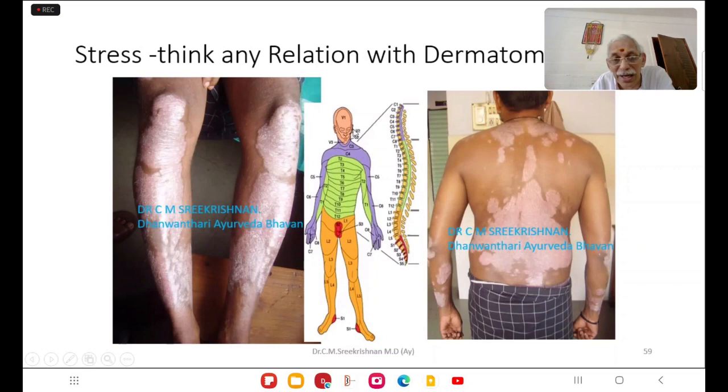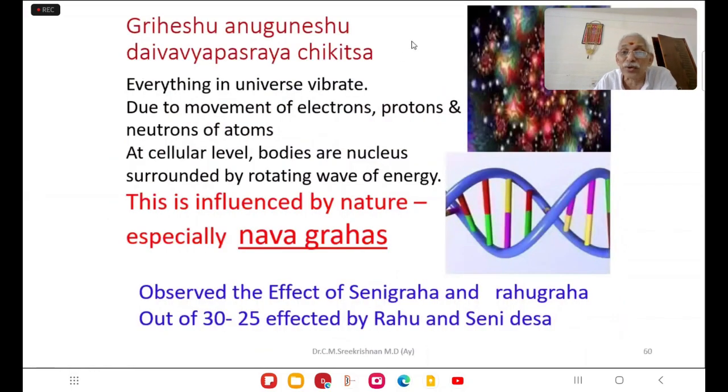Here we can calculate the chakra, Shad chakra, Panja chakra, and its involvement in energy vibration through this circular way. So we have to think in that light. I told you the Deva Vyapashraya deals are affecting this, because everything in the universe vibrates with the movement of electrons, protons, and neutrons of the atom.